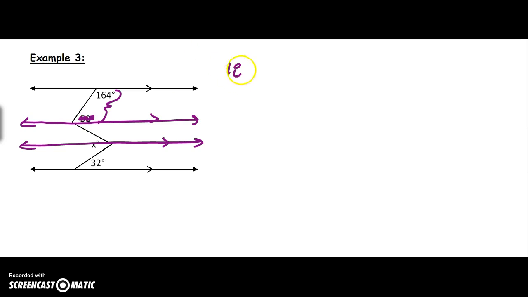We're going to do 180 minus 164, and that gives you 16. So this top portion of the crook is 16 degrees. If the whole crook is 50, you would do 50 minus 16, and you're going to get 34. So the bottom half of this crook is 34 degrees.